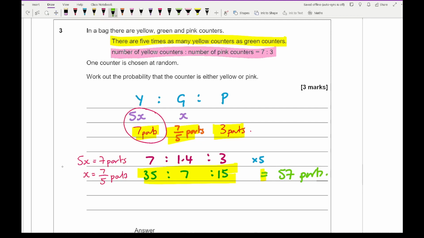So the probability of yellow or pink, well, the number of parts of yellow is 35, the number of pink is 15, and that's all over a total number of parts of 57. So 35 plus 15 gives me an answer of 50. So it's 50 over 57, and there is my final answer.